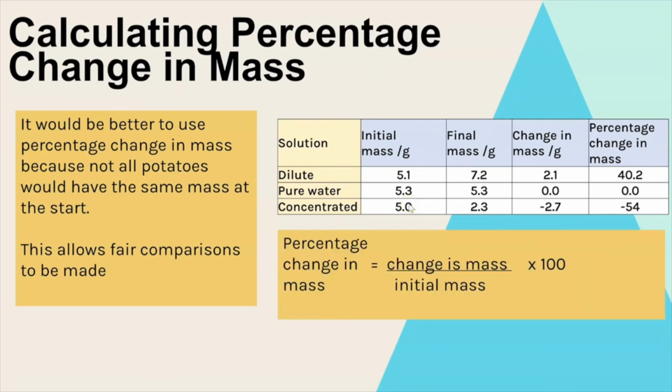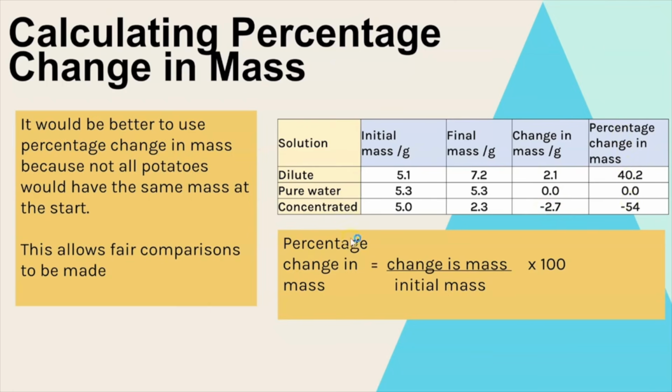So this table shows you all the data that was collected. The initial mass of the potato before it went in the solution, the final mass of each potato cube after it had been in the solution. Then we've worked out the difference of what the change in mass was and whether it was an increase or a decrease; negative indicates a decrease. And the last column is the percentage change in mass.